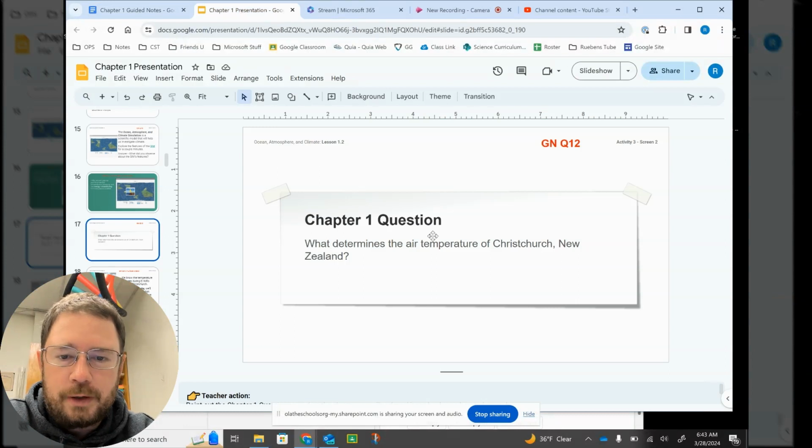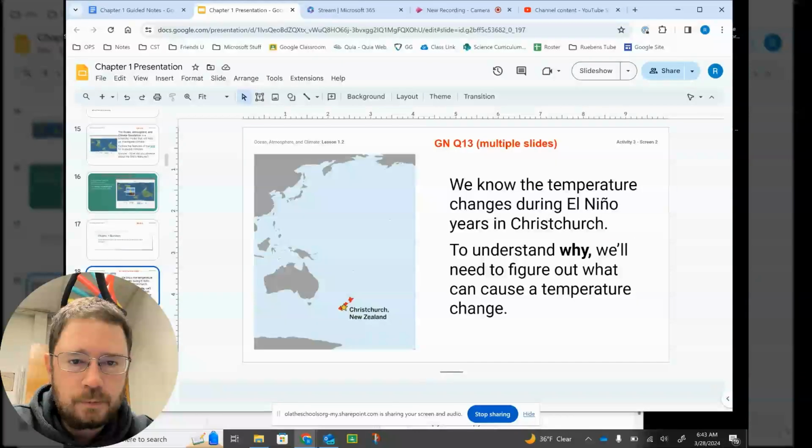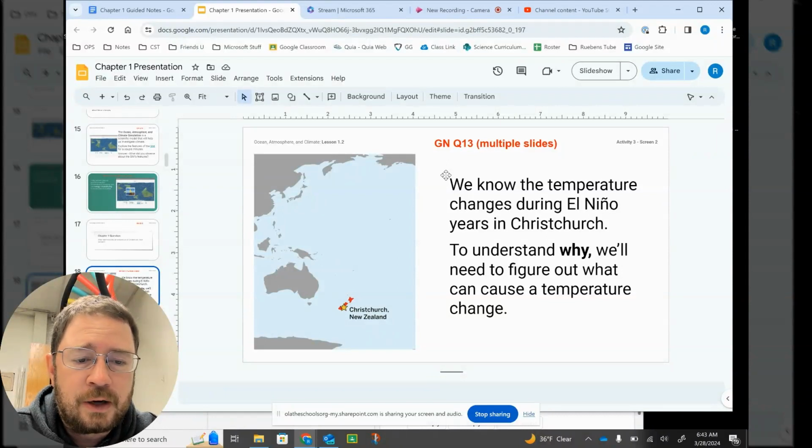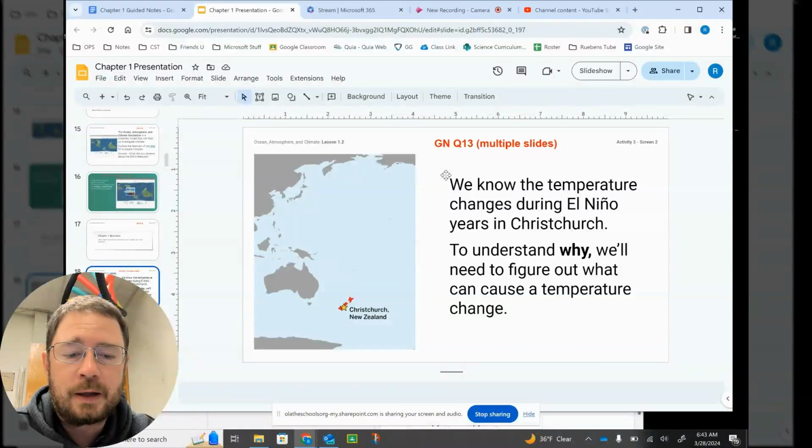So, our chapter 1 essential question, what we're trying to answer here: what determines the air temperature of Christchurch, New Zealand? So, write this down. Question 13. This is going to span multiple slides. So we know that the temperature changes during El Nino years in Christchurch, New Zealand. To understand why, we need to figure out what can cause a temperature change.